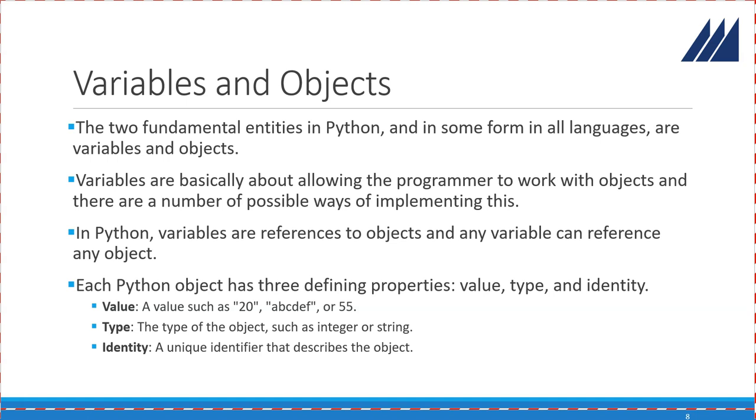Okay, when it comes to objects, there are three main components of the objects. We have the value of the object, we have the type, what is the type of the object, and we have the identity, which is the unique name or the unique identifier that we use in our program. And that's about it for this part.